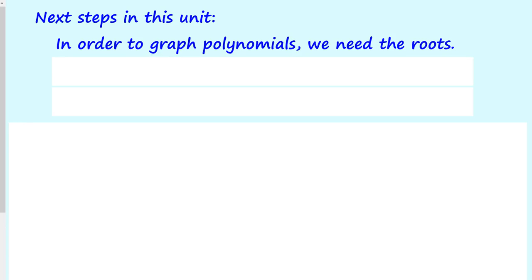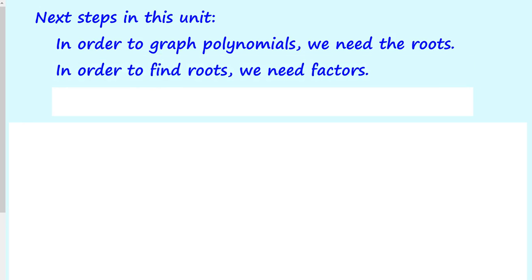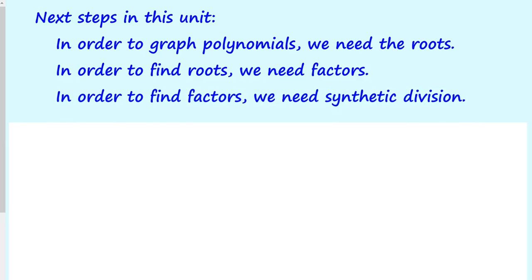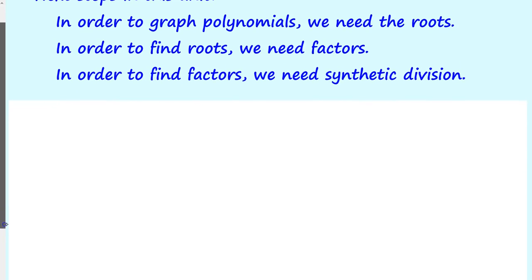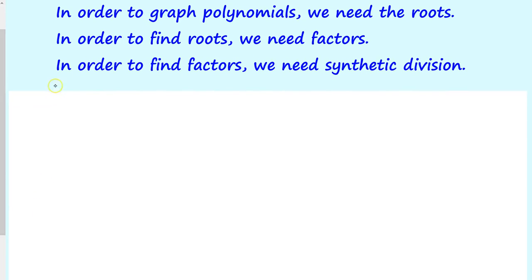So for graphing, it's important to have roots. Real roots are x-intercepts. When we graphed parabolas in our last chapter, we looked for the x-intercepts. X-intercepts and y-intercepts are important. In order to find roots, we're going to need to find factors. Factors are what end up with a remainder of 0. We're going to use synthetic division to help us find factors because it's difficult to find factors any other way when these problems get really, really complicated.